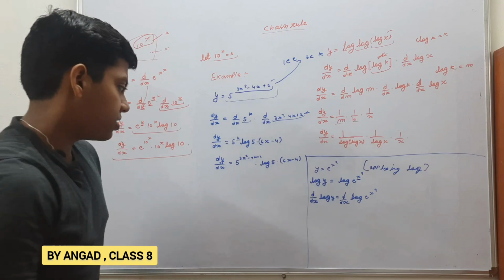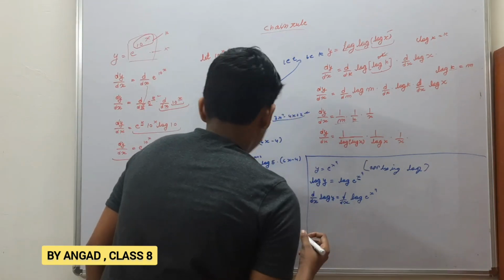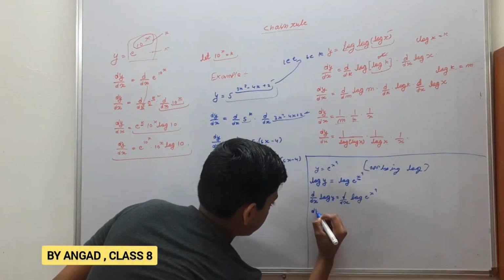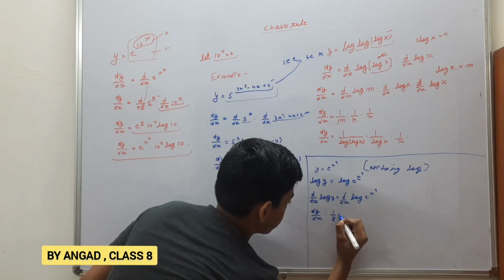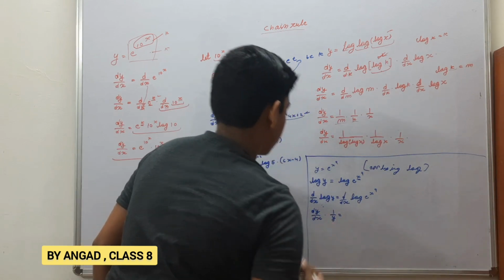So what's the catch here? Here it will be dy by dx into 1 by y. So now let me introduce to you this concept.